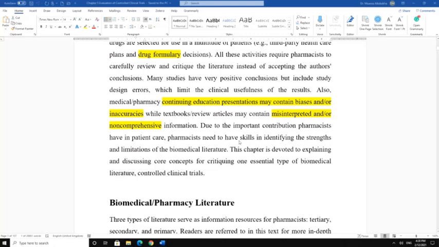Okay, regarding the continuous education. Now, for example, if you work as a pharmacist in the community pharmacy, the government or the health authority will ask you to do certain continuous education hours every year. And for that, you will rely on the presentations that you attend during the year. But this presentation can contain bias, because sometimes the person who's giving the presentation is sponsored by pharmaceutical companies. So it can contain bias, it can contain inaccuracy, and the textbook might contain misinterpretation, or because of limited space, it might not be comprehensive. So you need to be aware of these things.